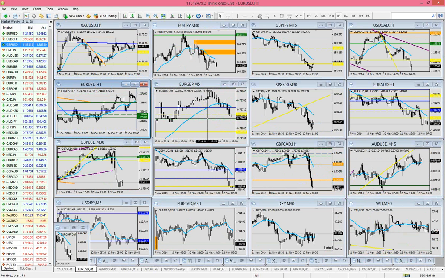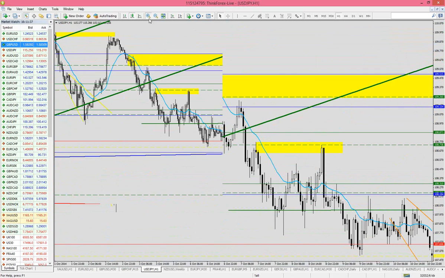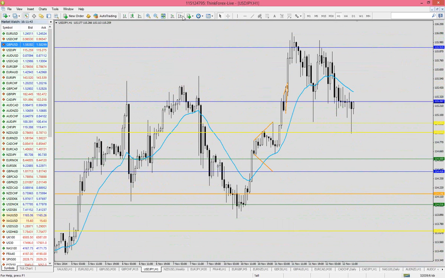Okay. Now, the next pair is dollar yen. All right. Because of the mismatch between the Bank of Japan and the Japanese government, some unclear information, we dropped yesterday significantly, and we repeated today, right?